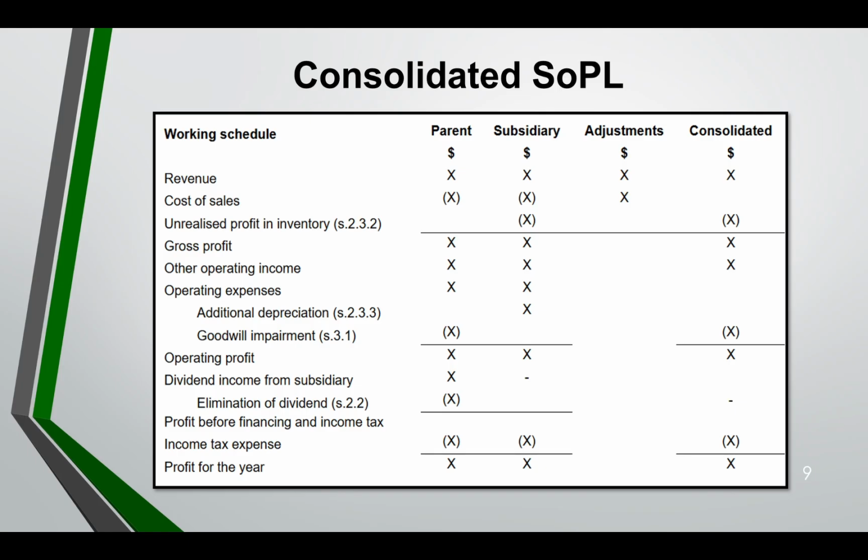Now, this is that schedule we have been talking about. So you have parent, subsidiary, adjustment and consolidated. You see revenue, cost of sales, you'll add unrealized profit, you will deduct. It will have an impact on the consolidated.